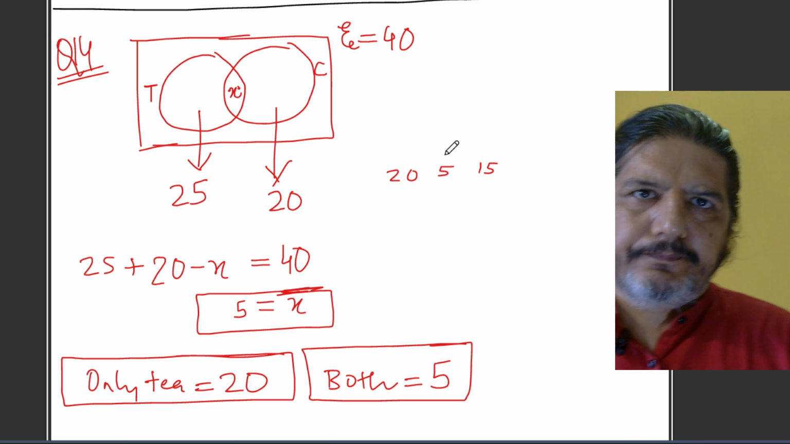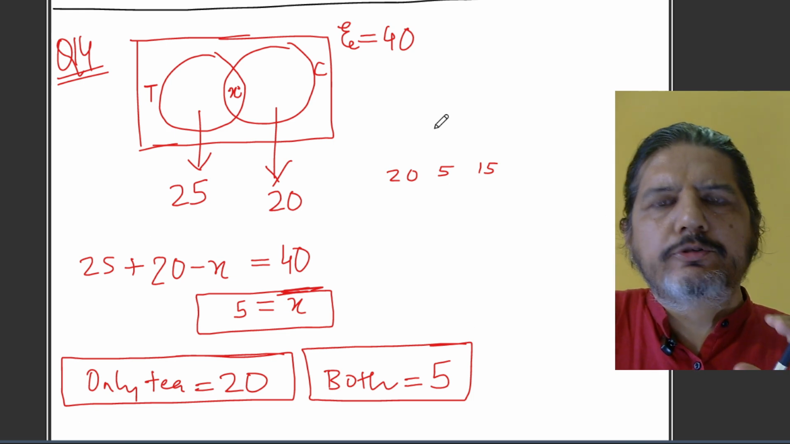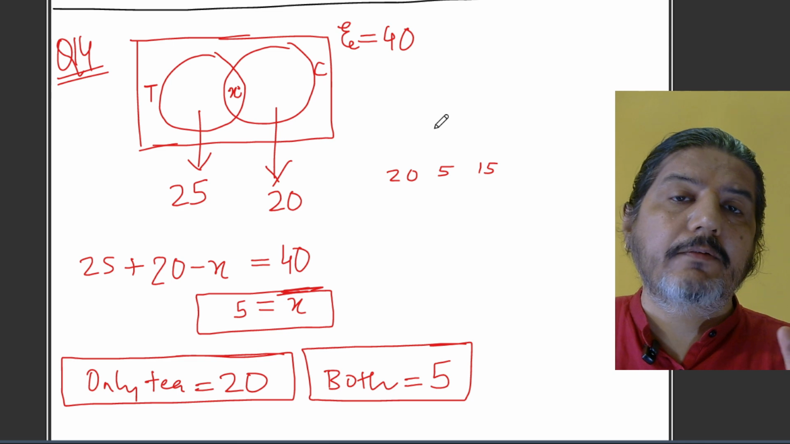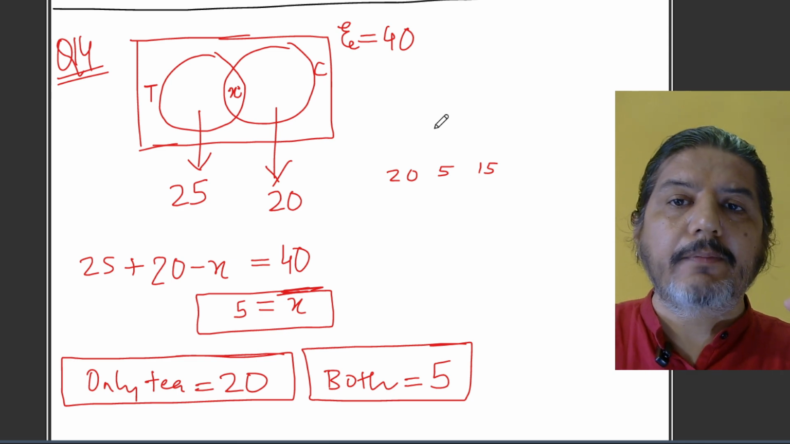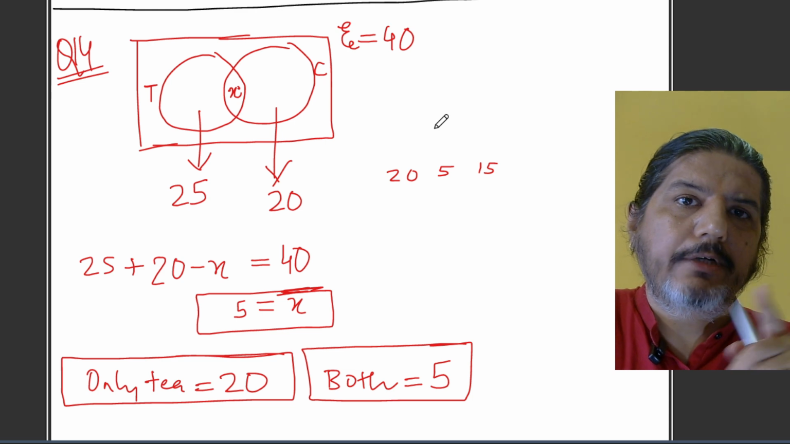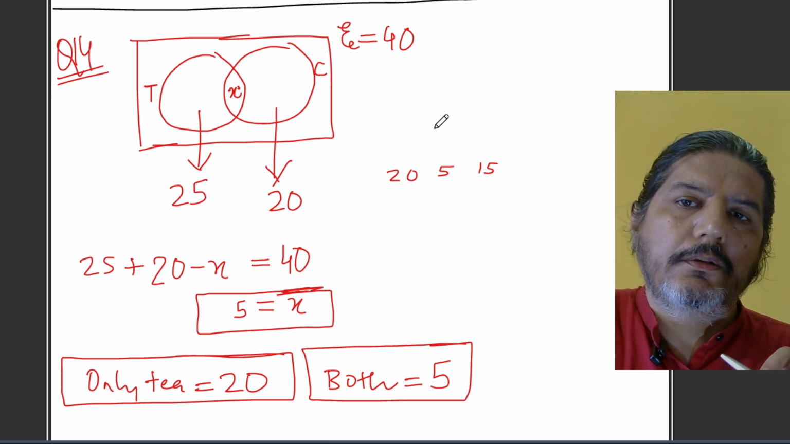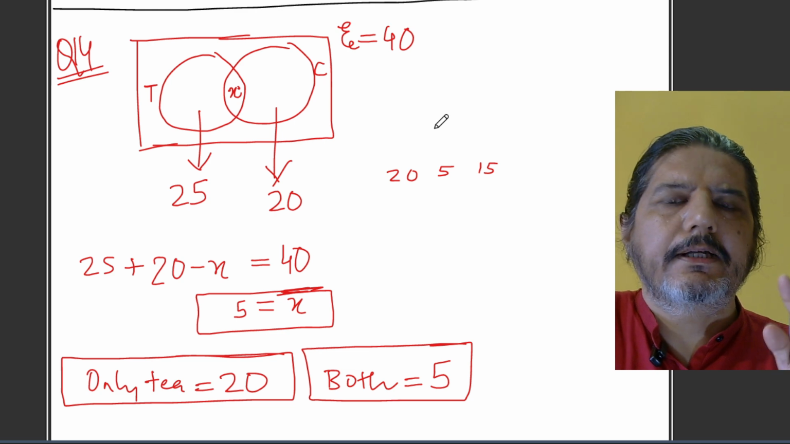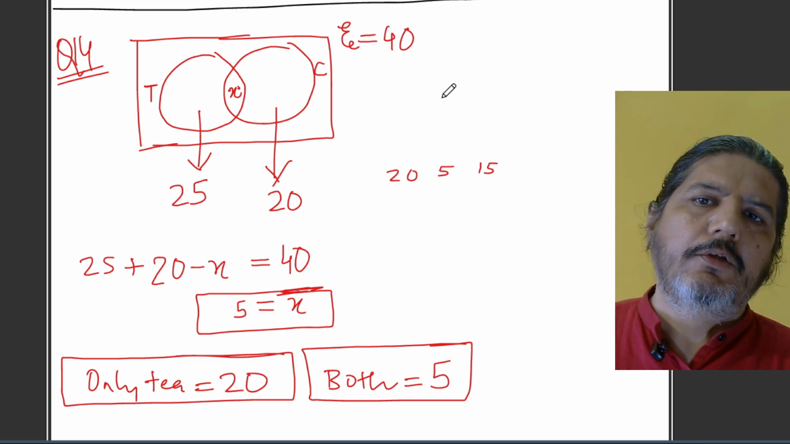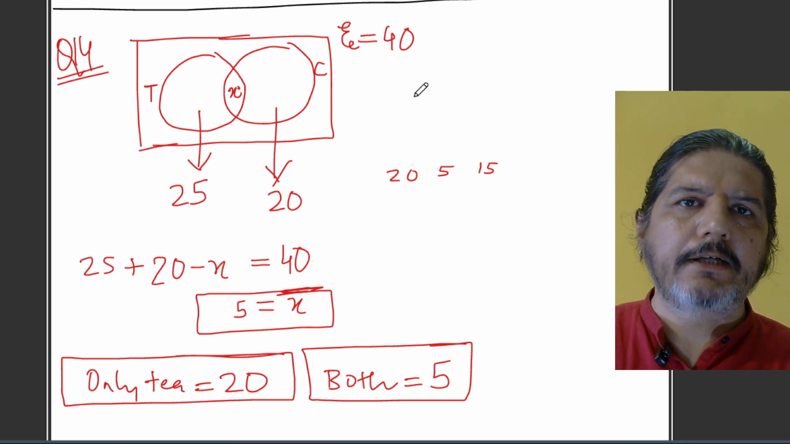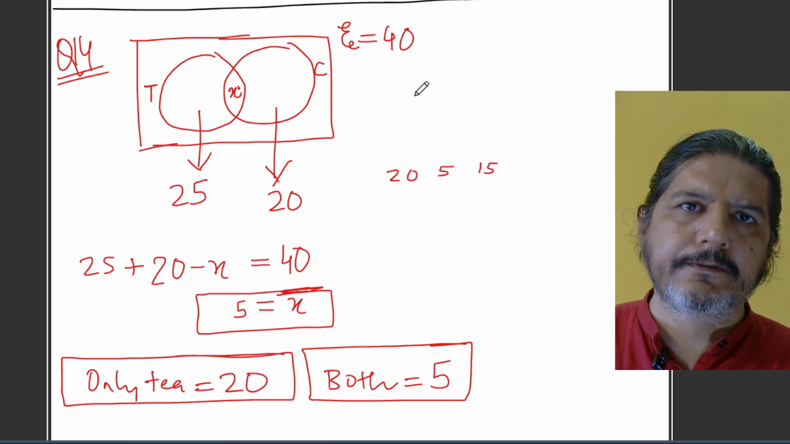One thing that I need to specify: they haven't mentioned, in situations like these, there might be a condition where there might be people who are neither tea drinkers nor coffee drinkers. So you have to take care. Now, in this question, it is not clearly mentioned whether there are such people or not. So you start with the assumption that all the people would be either tea drinkers or coffee drinkers.